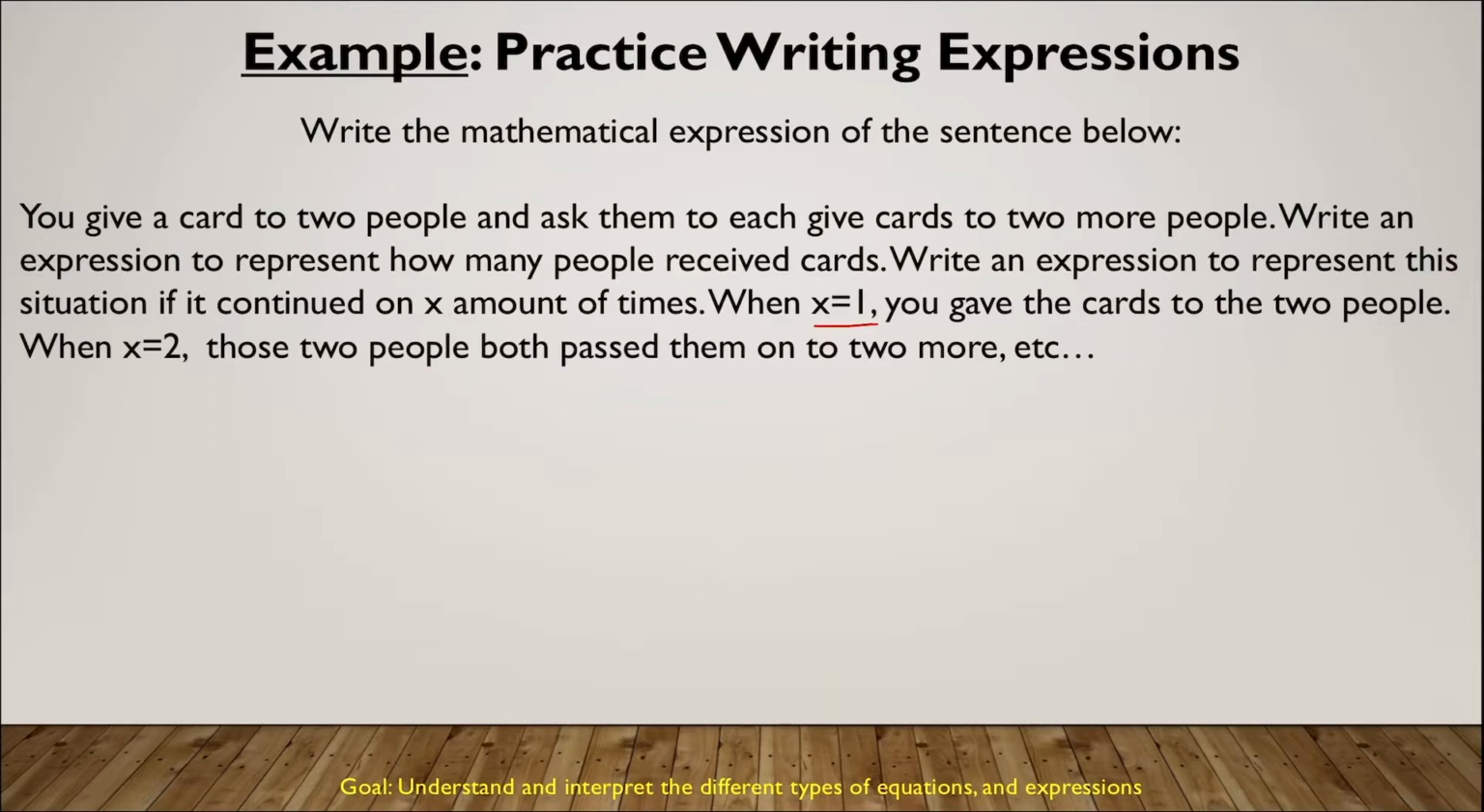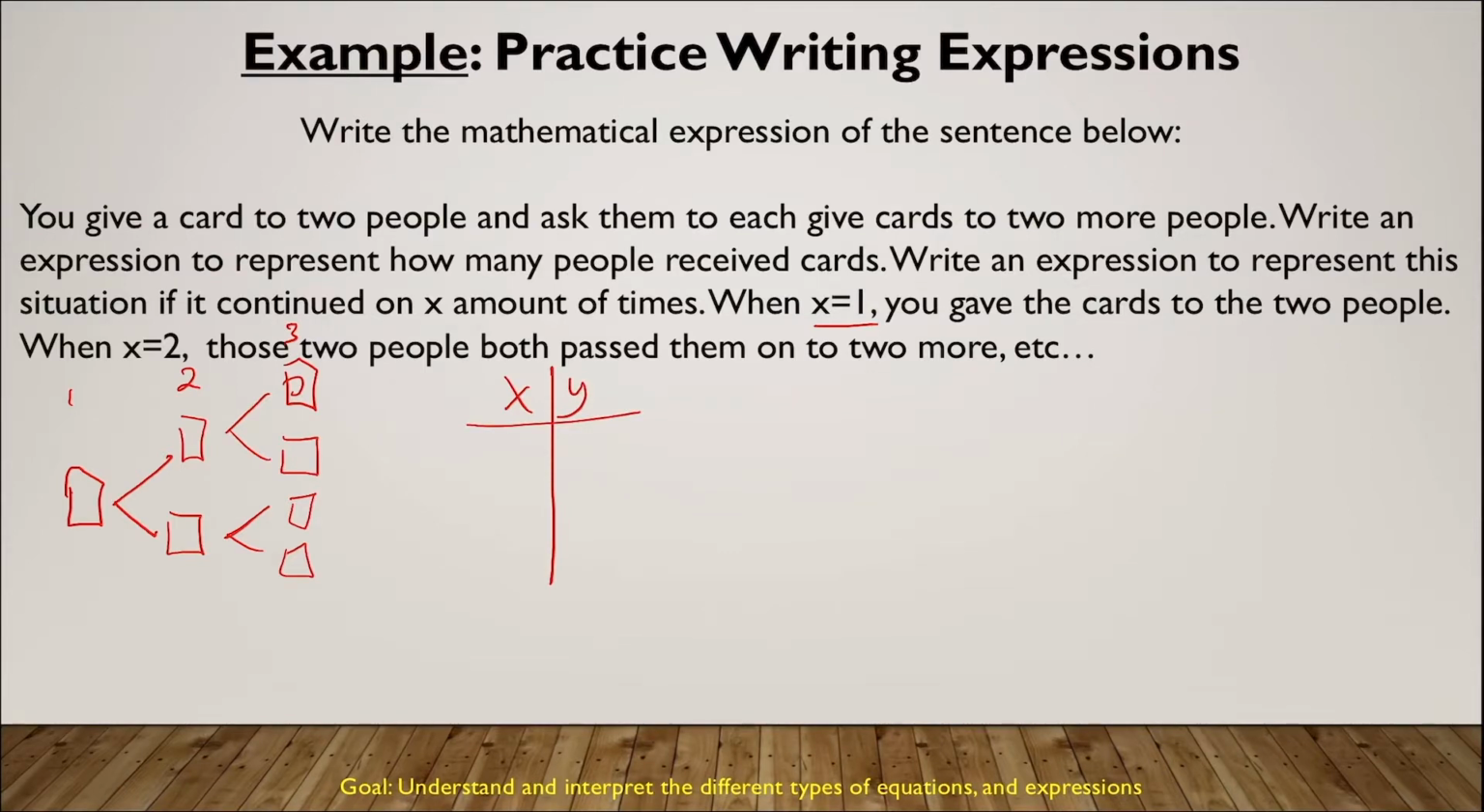So let's kind of just draw this out. So I have a card, right? And I pass it to 2 more people. So this is at 1, this is 2, and then that person passes it to 2 more people. That person passes it to 2 more people. So there's 3. It's going to go on. So what I would do here is make a table to kind of see what's happening. So on 1 I have 1. On 2 I have 2. On 3 I have 4. If you need to keep seeing the pattern, you can keep drawing this out.